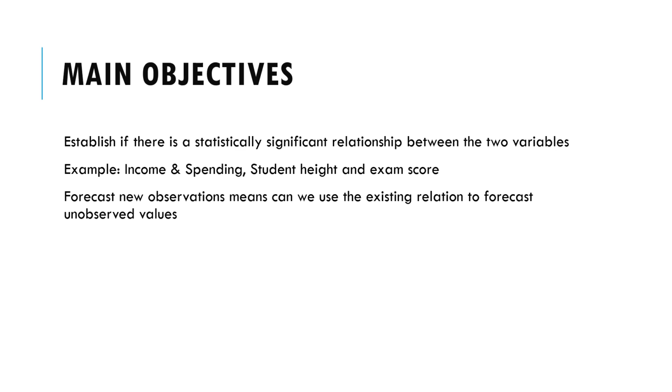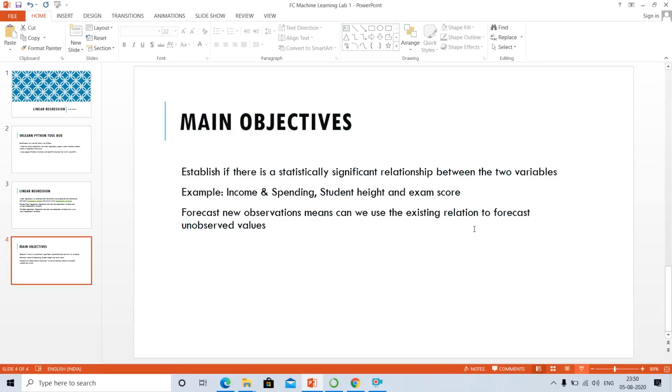So basically we are going to use it in forecasting. Using some observed values, meaning existing values, we are going to predict or forecast some unobserved values. This is the main objective or application of linear regression. Now I am going to the programming part.